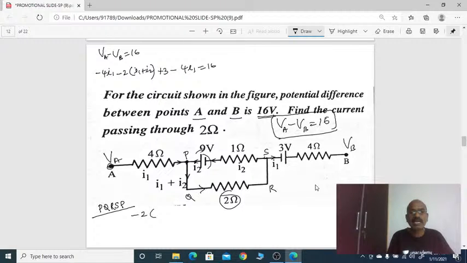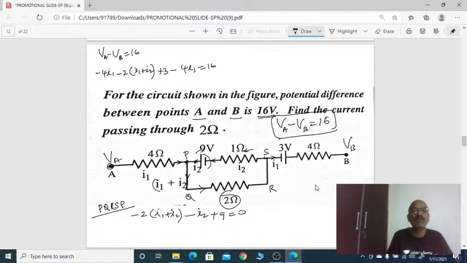2 into what is the current? I1 plus I2, I1 plus I2 goes up and S to this direction. Now, minus same direction, minus 1 into I2. So I2 potential, see there in the cell, negative to positive, increase in potential. So plus 9 is equal to 0. That's it. Now you will get, this is the second equation.